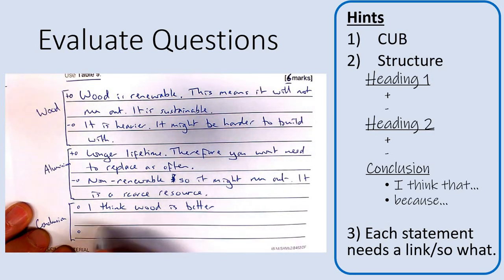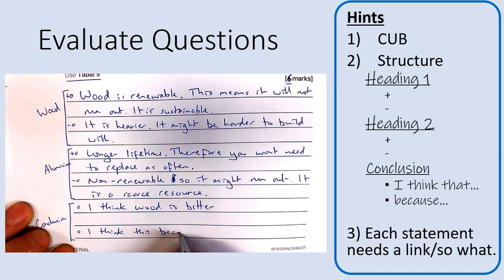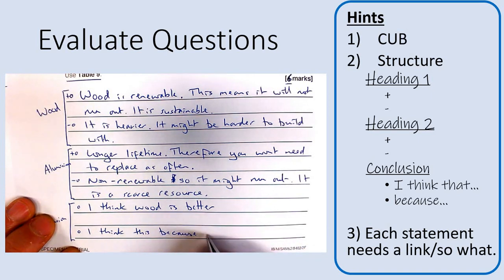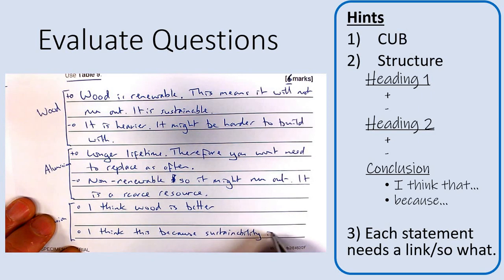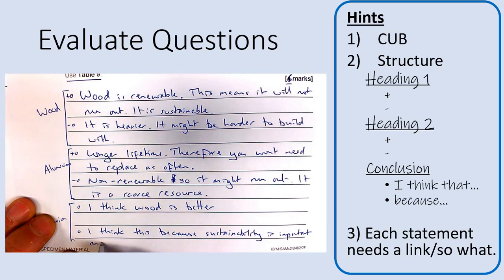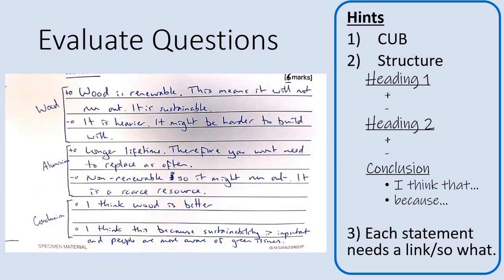Because, now I know there's a bullet point here, I'm going to use it actually. I think this because sustainability is important, and people are more aware of it. Are more aware of green issues, I'm going to say. Okay, so I know that's a little bit woolly, but I've justified it. It doesn't have to be correct, it's just what you think. Okay, 6 marks for an evaluation.